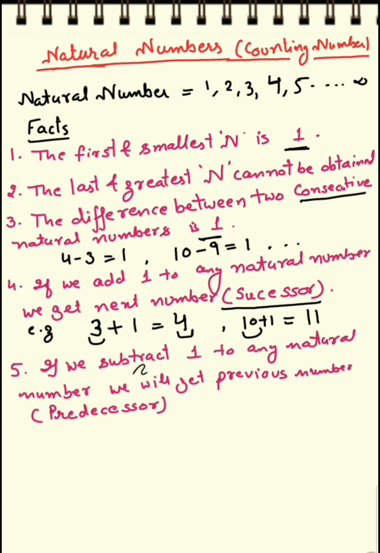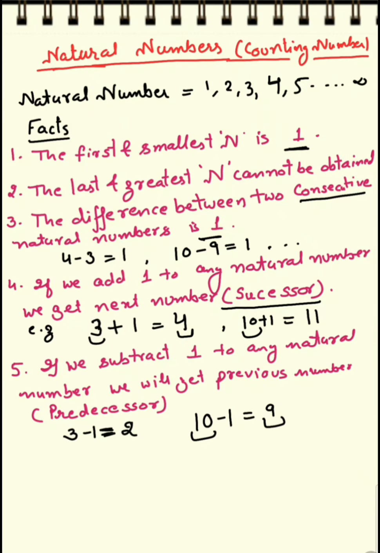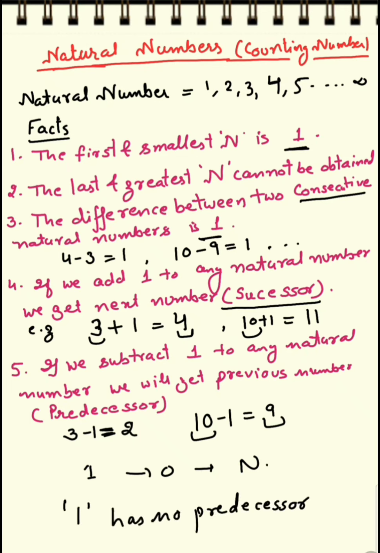And fifth, if we subtract 1 from any natural number, we will get the previous number, or we can say the predecessor. Means if I subtract 1 from 3, I will get the predecessor of 3, which is 2. Similarly, if I subtract 1 from 10, I will get 9. 9 is the predecessor of 10. The predecessor of 1 is 0, but 0 is not a natural number. So we can say that 1 has no predecessor.